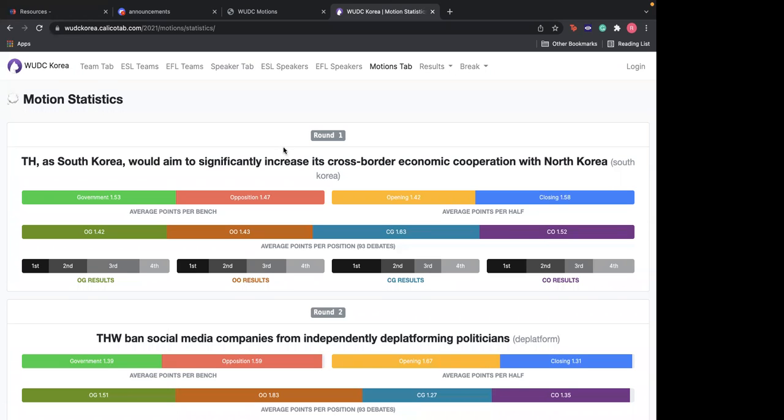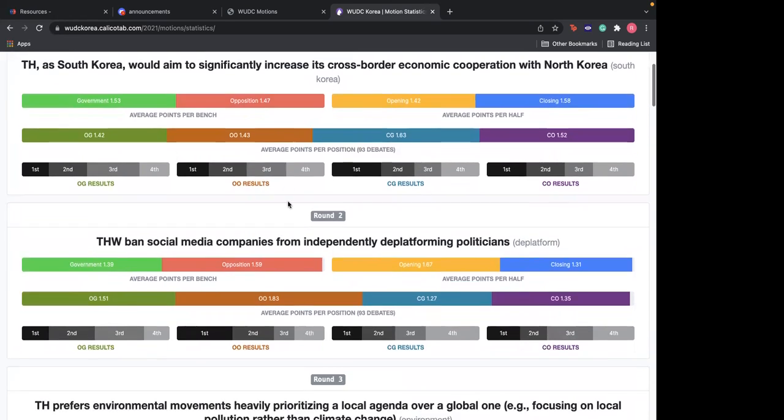So this is a motion. For example, I'll tell you this one: This house would ban social media companies from independently deplatforming politicians. Obviously there are a lot of tricky words here, and it's okay if you're confused. A lot of people are. Also notice this is the biggest competition in the world, so it's slightly more complicated. You don't have to be at this level yet.